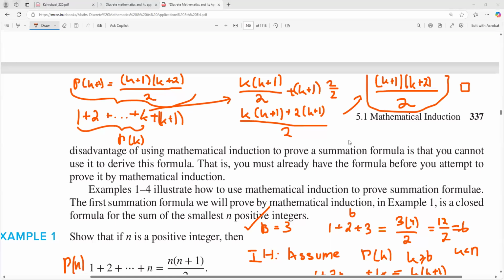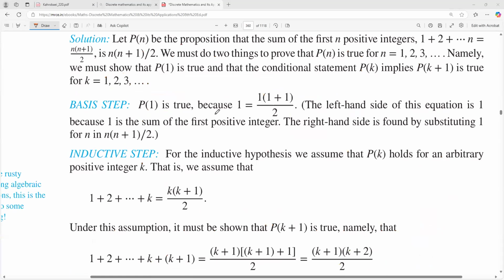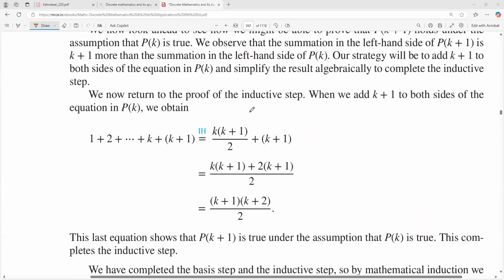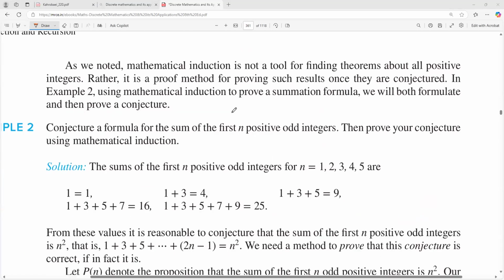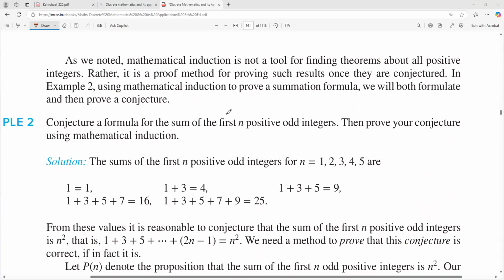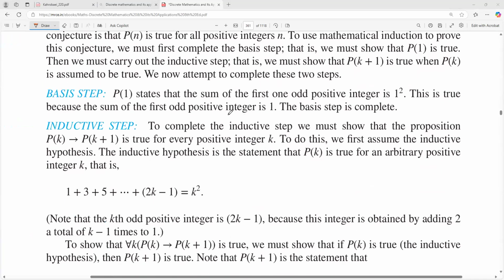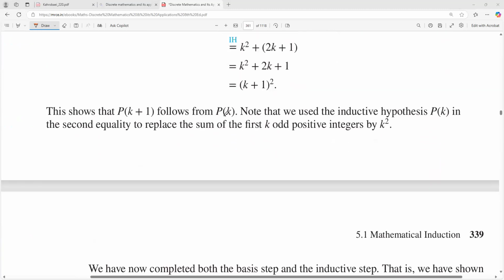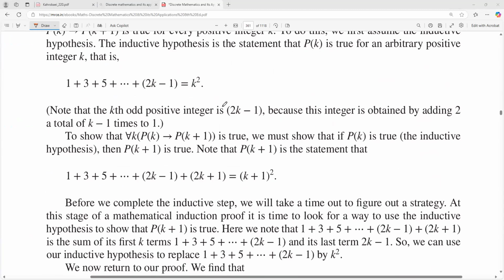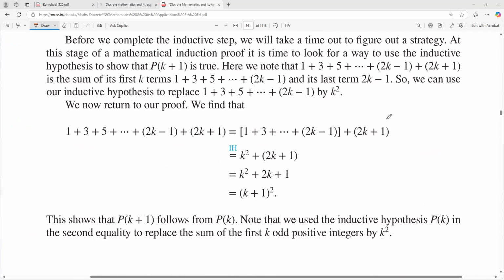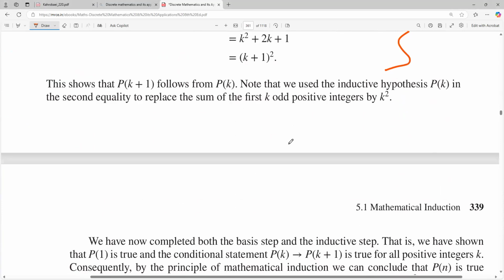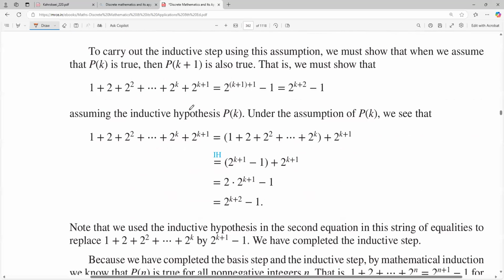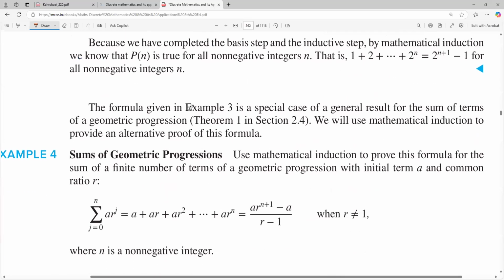Okay. So you have this proof right here. Once again, most of these follow the same format. The main part of it is using the inductive hypothesis to prove it. Let me find a different one. These are all pretty much the same.